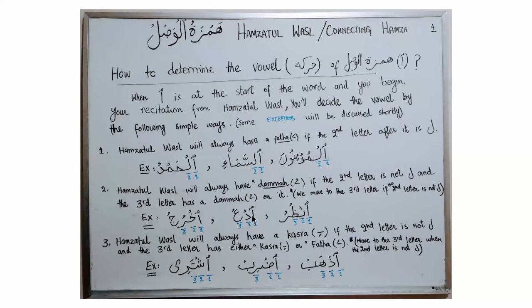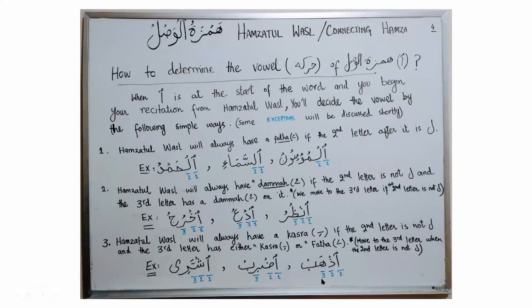In this case, Hamzatul Wasl is the first letter. Because the second letter is not Lam, we will move on to the third letter. Because the third letter has a Dhamma, we will always put Dhamma on Hamzatul Wasl. In this case too, the second letter is not Lam, you move on to the third letter, the third letter has a dhamma, you will always put dhamma on Hamzatul Wasl. And there are some exceptions and inshallah we will discuss them soon. But the general rule is the same: if the third letter has dhamma, you will put dhamma on Hamzatul Wasl.